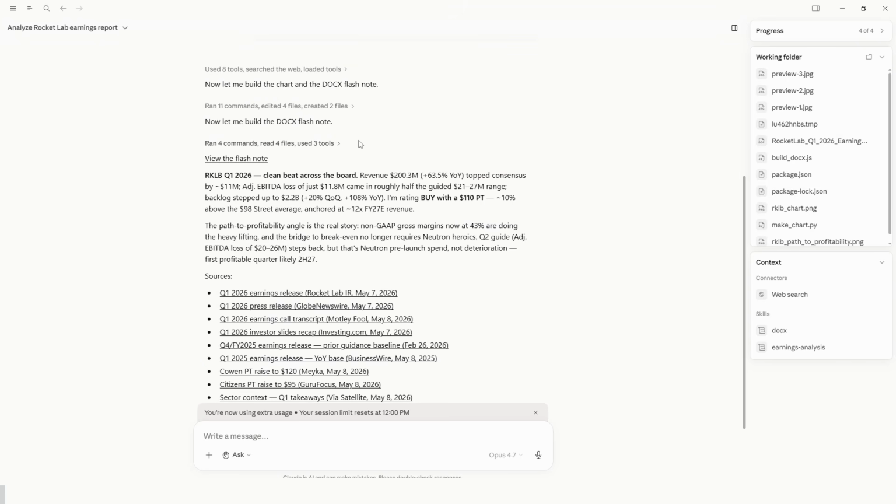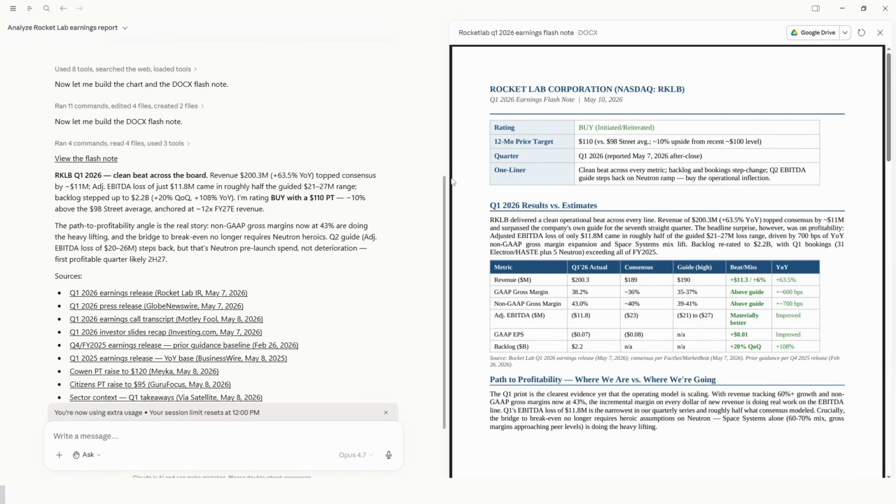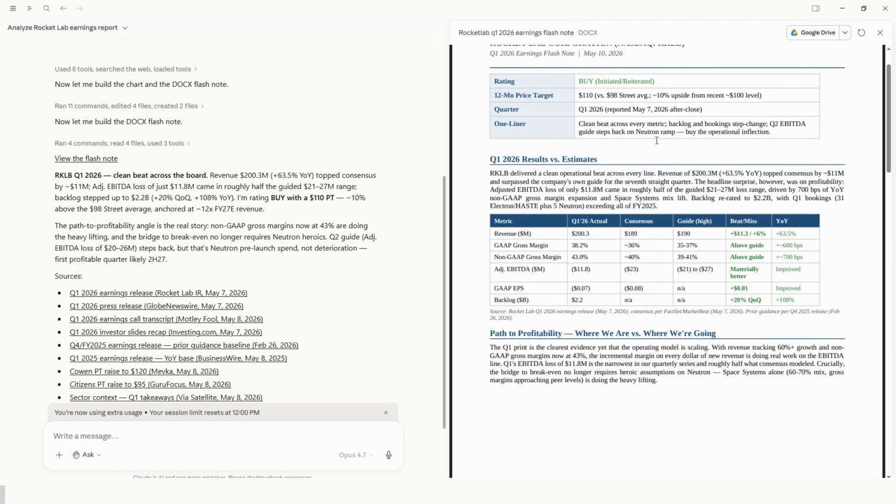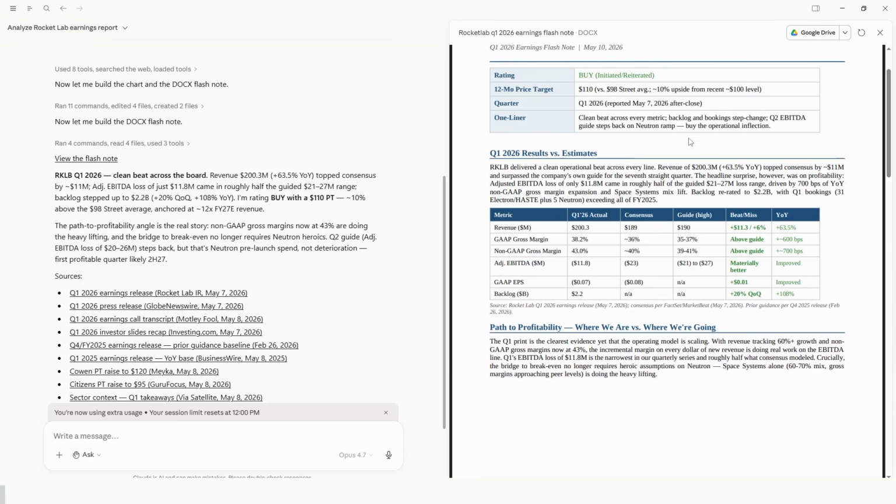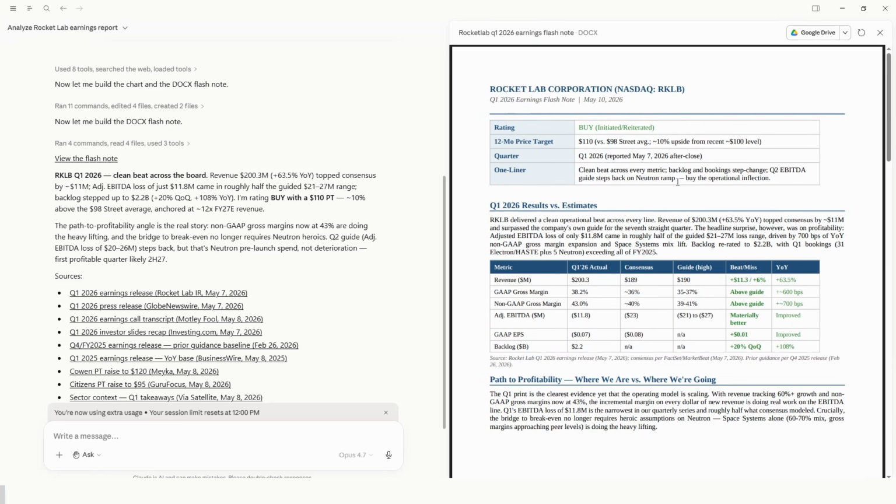And so here you can see we actually get the final docx and the flash note. If we just view this, it's going to be super useful. Here you can see it gives us the rating, and remember, the rating here says buy, and it gives us a 12 month price target of $110, which is only a 10% upside from the recent $100 level. That's pretty interesting, because a lot of people might be hopping into buy, but in recent analysis videos, we know that this is pretty overvalued with a recent run up.